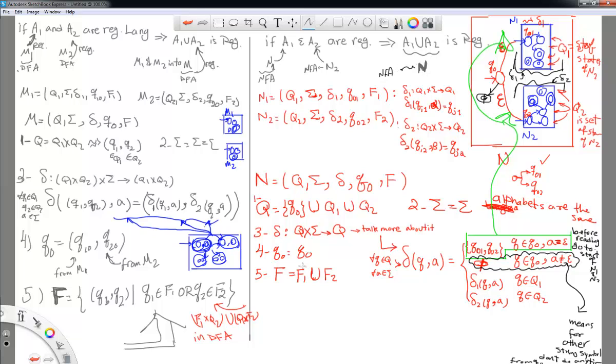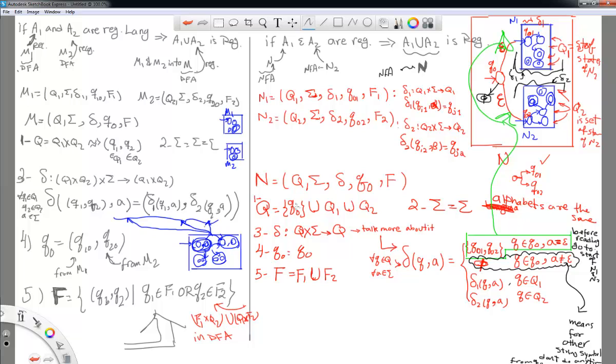The way that I constructed this automaton was that basically I added a new start state, and I made that start state transition over epsilon transitions into the start states of N sub 1 and N sub 2, and then I wrote the transition functions down here. So basically the new set of states is the union of the original sets of states with the additional state I added, Q sub 0.